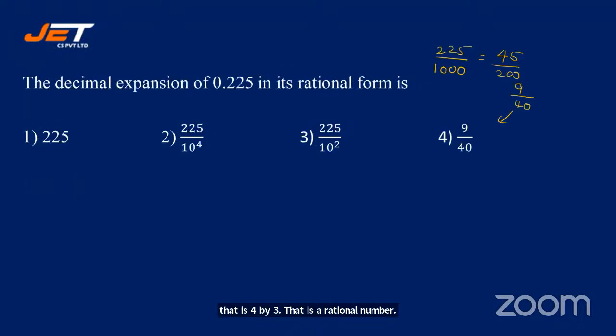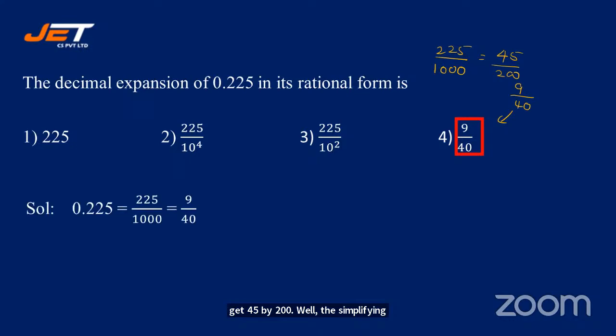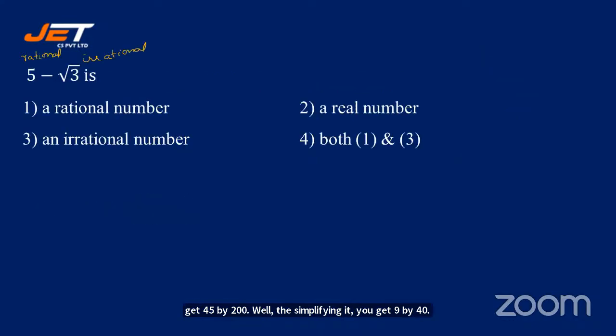The decimal expansion of 0.225 in its rational form is dash. Right, so here the answer is disclosed because I wanted to do it and show you. So 0.225 can be written as 225 divided by 1000. So further simplifying it, you will get 45 by 200. Further simplifying it, you get 9 by 40. All right. Yes, right. So see the next question.